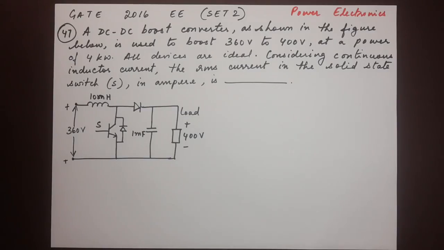Here's the next question, number 47. A DC to DC boost converter as shown in the figure below is used to boost 360 volts to 400 volts at a power of 4 kilowatt. All devices are ideal. Considering continuous inductor current, the RMS current in the solid state switch in ampere is dash. Okay, so this is again not a multiple choice question, so we will have to work it out. The question asks us for an RMS current in the solid state switch.